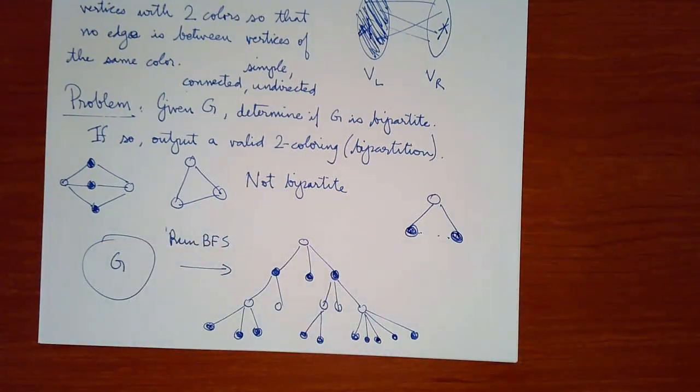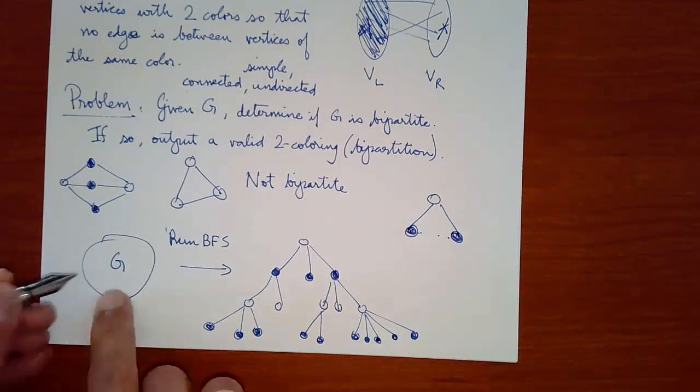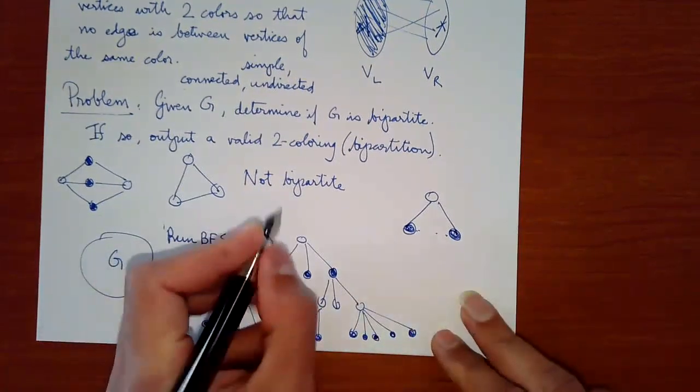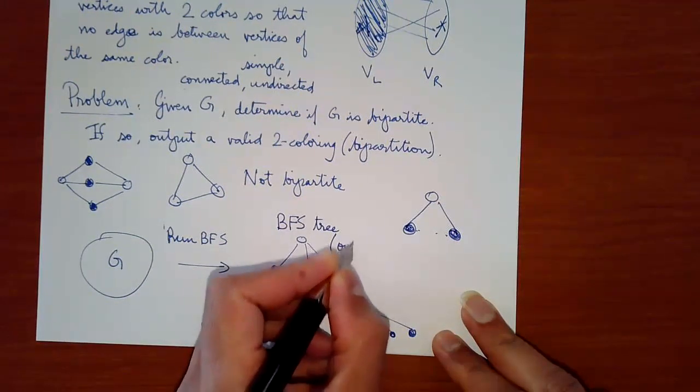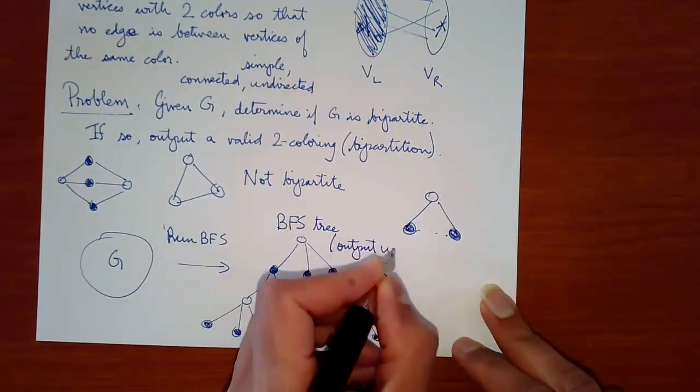I guess the tree is actually the graph. I don't know if that makes sense. The tree is not the graph. You have a graph and you ran BFS to get the BFS tree. This is the BFS tree, the output using the predecessor array.